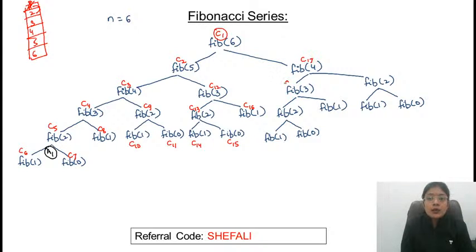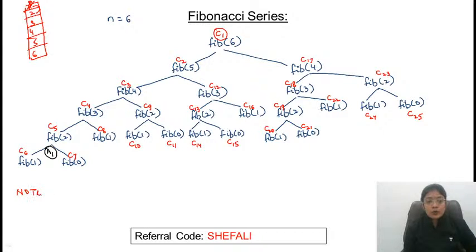Call 17, call 18, C19, C20, then C21, this is C22, C23, C24, and this is call 25. Make sense? So what is the function calling sequence?